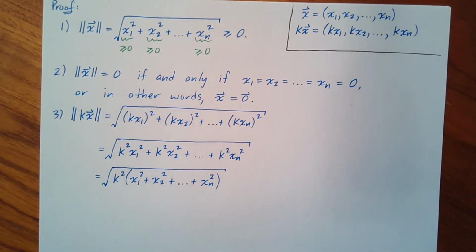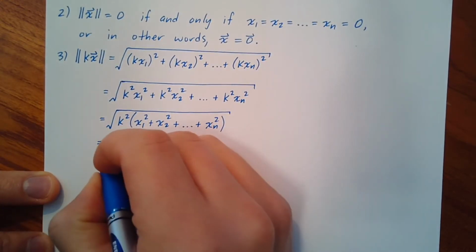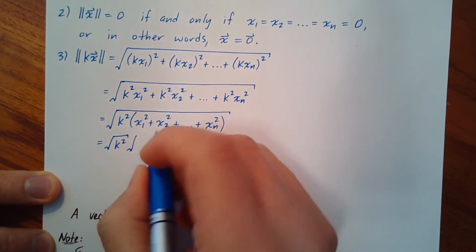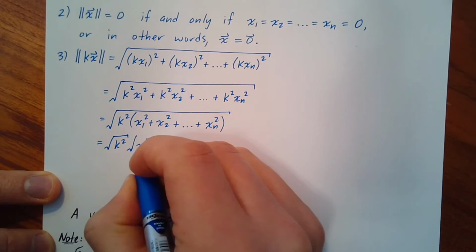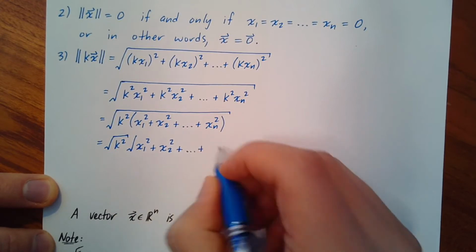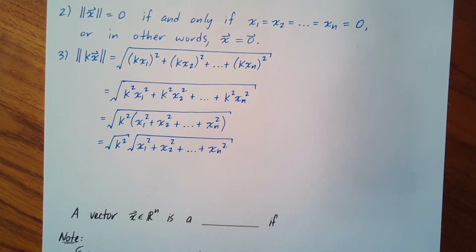And then now we've got the square root of a product. The product of k squared and the sum of the squares of all the coordinates of x. Those are your two factors. There's one factor here and then one factor here. This big sum is the second factor. So the square root of that product can be broken up into the product of two separate square roots. So we can write this as the square root of k squared times the square root of x1 squared plus x2 squared all the way up to your last term, xn squared. Okay, so that's how you can break that square root up.